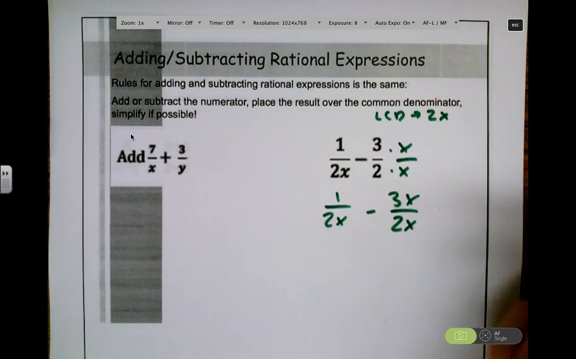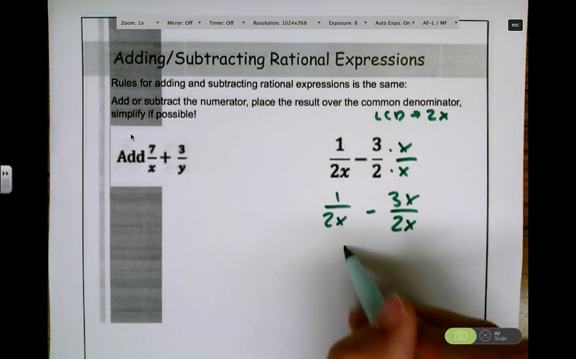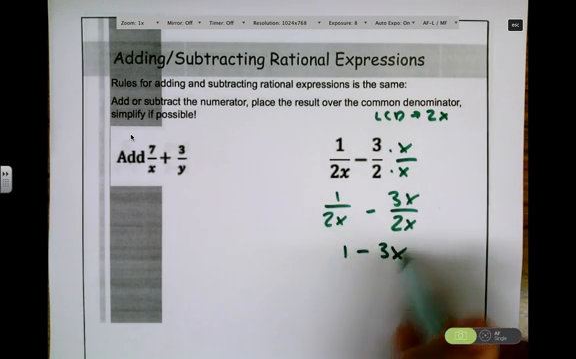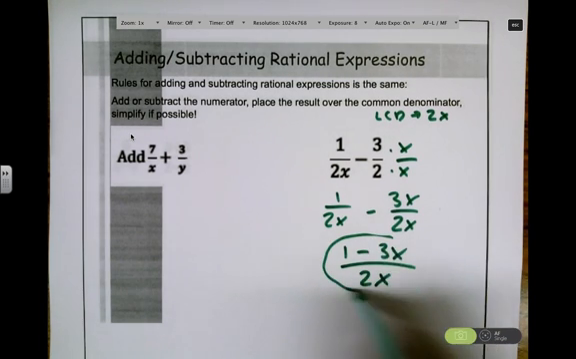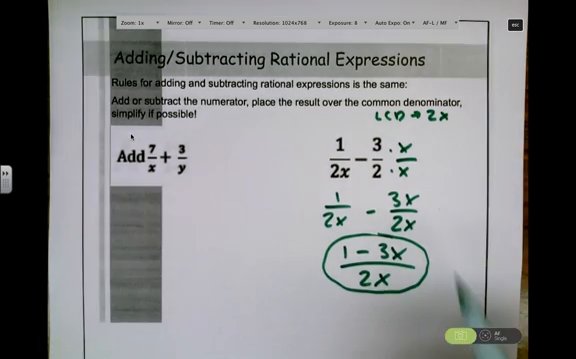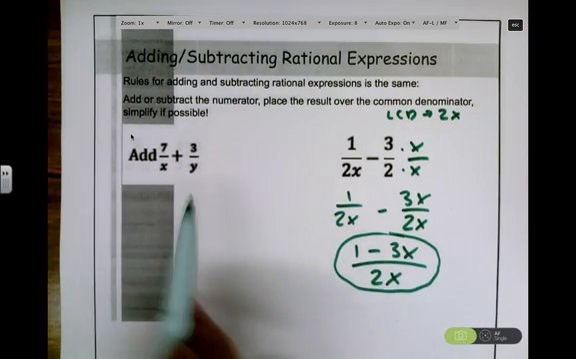Now, just like the last problem, I'm going to combine my numerators. So I would have 1 minus 3x over 2x. That would end up being my final answer, because there's nothing I can reduce there. Unless you wanted to divide both things by 2x, which really doesn't make anything much simpler, so that's okay for our final answer.